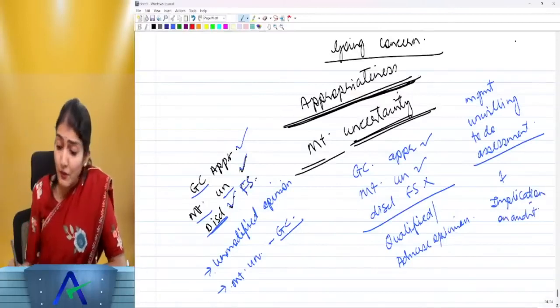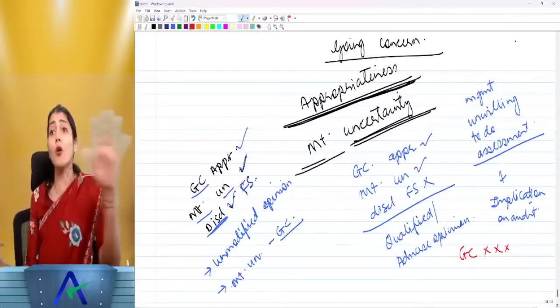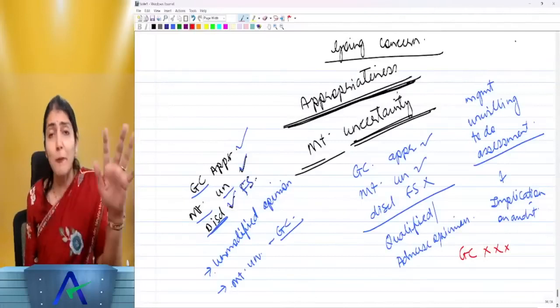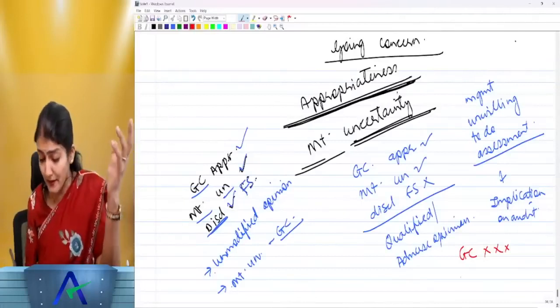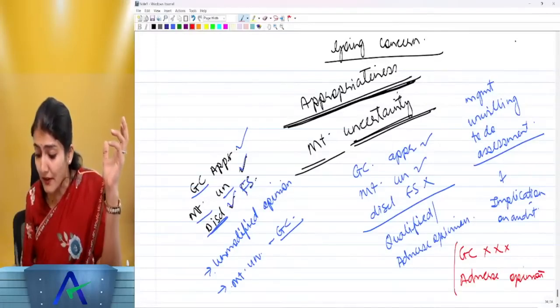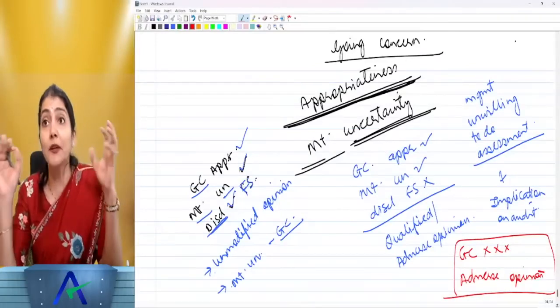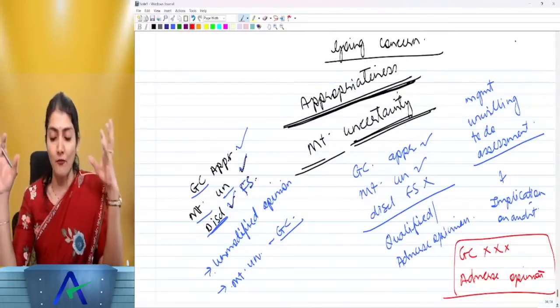And the last situation, you say that the going concern assumption is inappropriate. This entity is not a going concern. They should not have prepared their accounts on the going concern basis. So in that case, auditor, you will issue an adverse opinion that the financial statements of the company do not give a true and fair view.